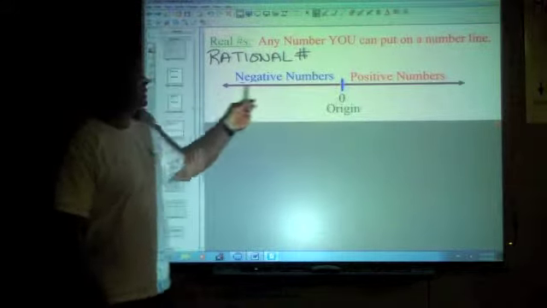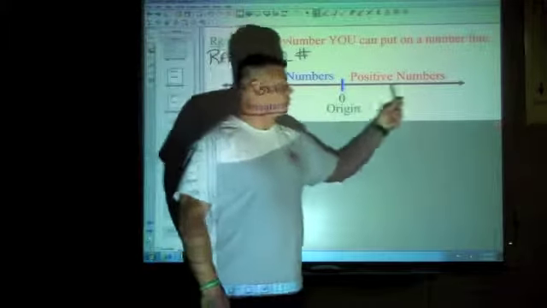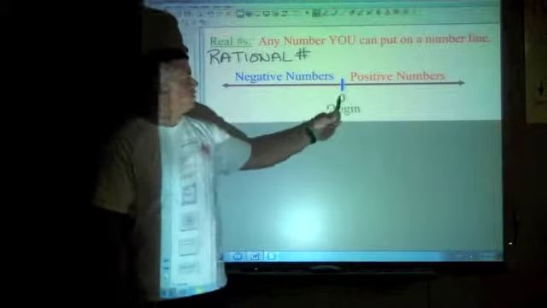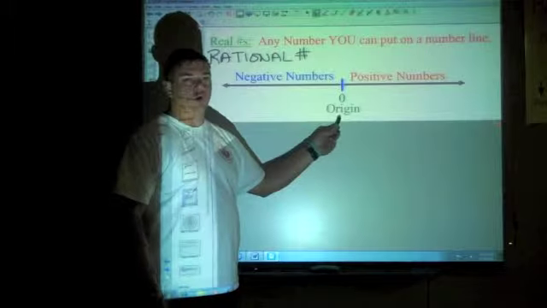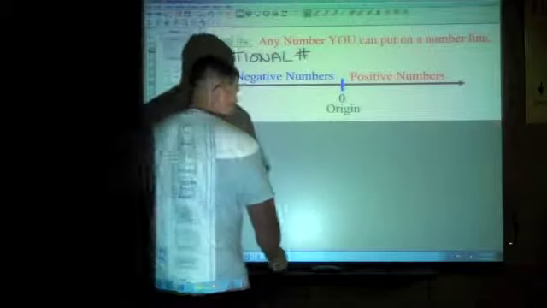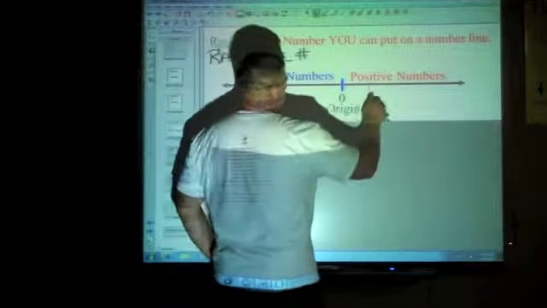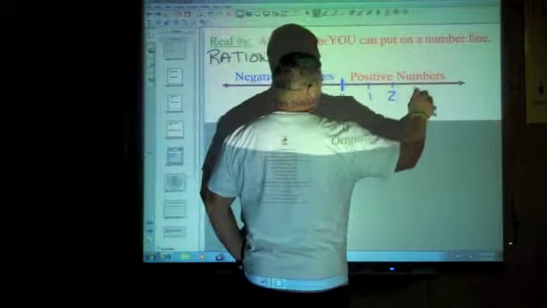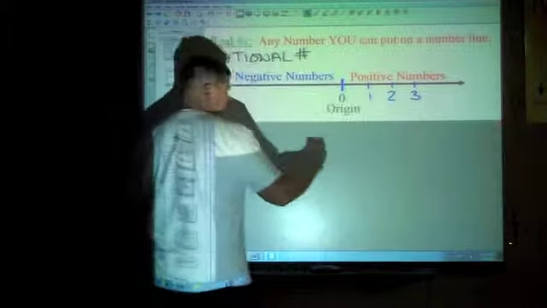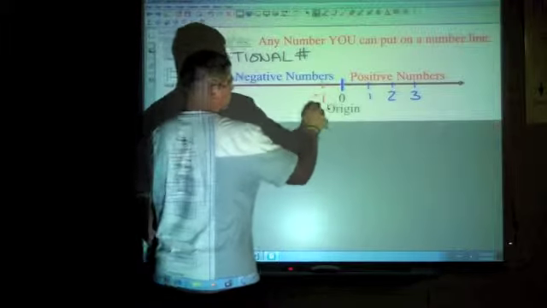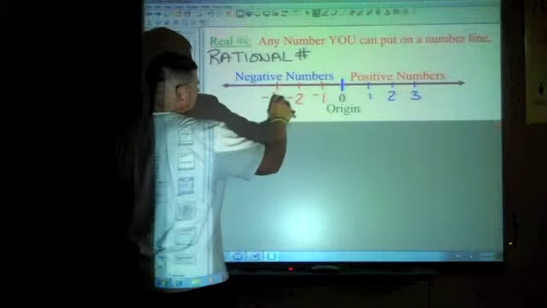our negative numbers are always to the left. Our positive numbers are always to the right. Right in the middle is 0, which we could also refer to as the origin. Now I would be able to take this number line and go, here's 1, here's 2, here's 3, and on the other side, here's -1, here's -2, here's -3.